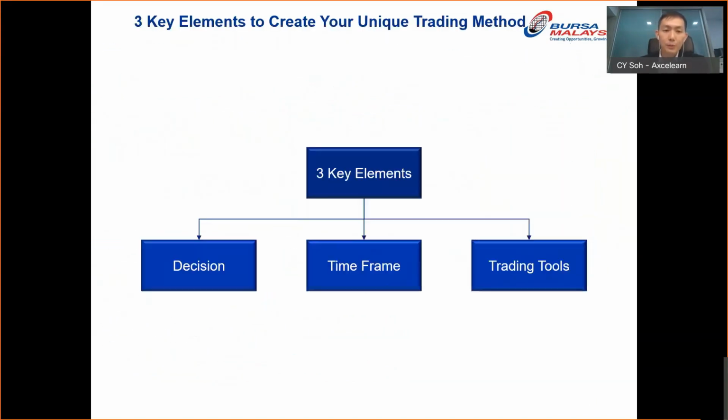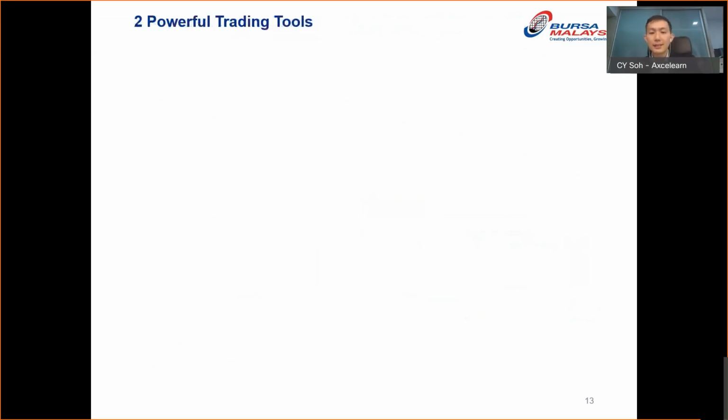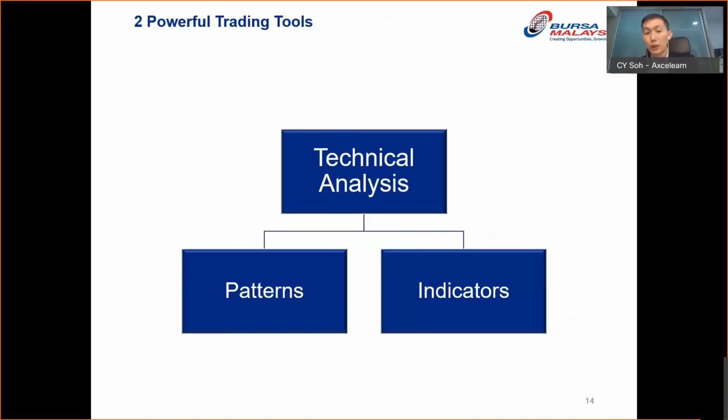Now, lastly, we want to go through the last thing, which is your trading tool. Since the majority of you are using technical analysis to trade, right? Then we will be talking about technical analysis more. So on trading tools, generally, when it comes to technical analysis, there are two powerful trading tools that we will be using. So the first is patterns, and the second one is indicators.